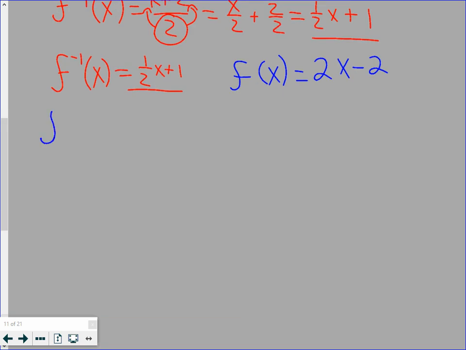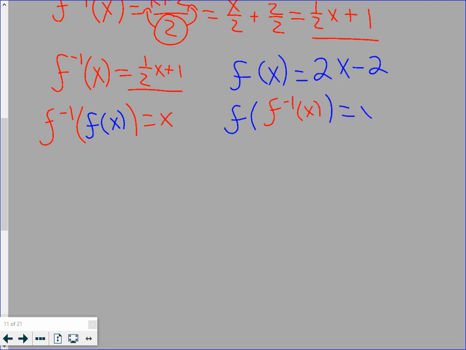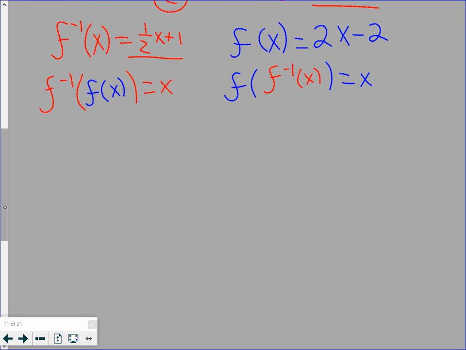So I need to make sure, let's actually make this in red, that the f inverse function of f of x, I need this to equal x, and I also need f of the inverse of x to equal x. So this looks pretty weird. I know that. It's going to be a little weird. This is something you need to actually do yourself and practice to get better at.